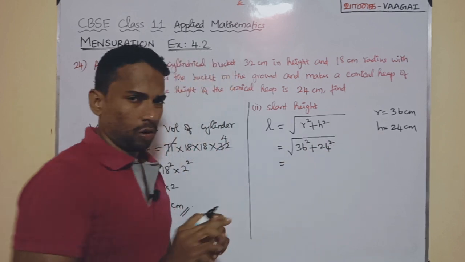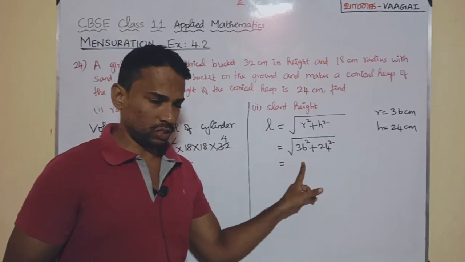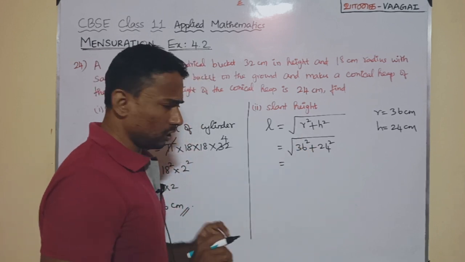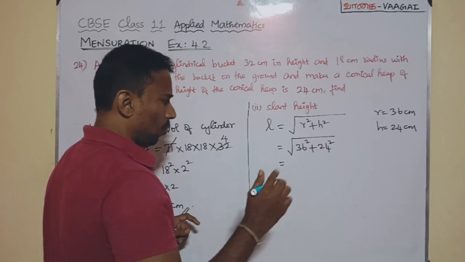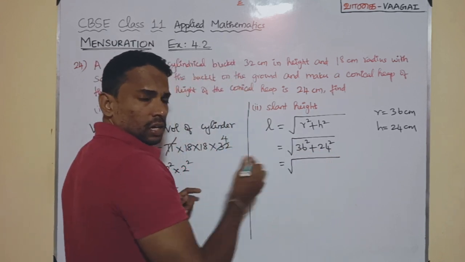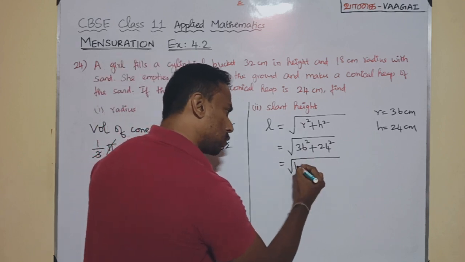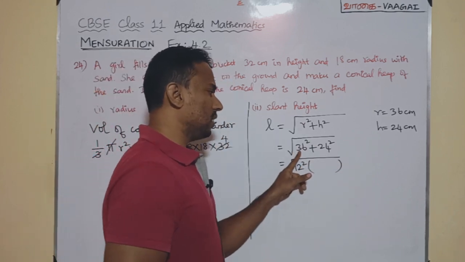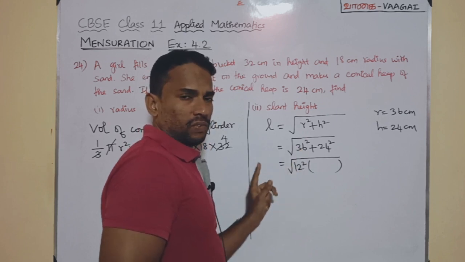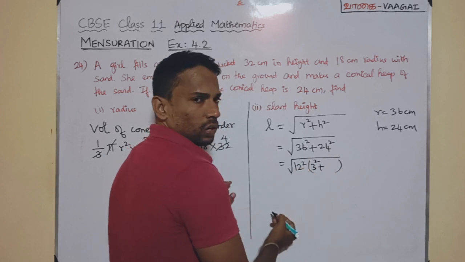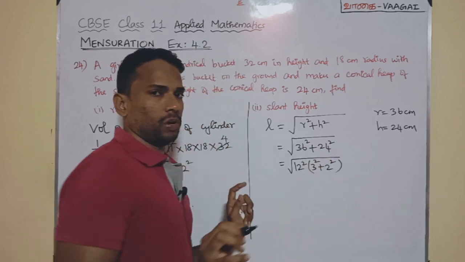Now please don't complicate. Don't find the value of what is 36 square, 24 square. Nothing needed. We can just do some simple adjustments here. What we can do is square root of, just see here, both these numbers are divisible by 12. So I will take a 12 square as common outside. So inside I will be having what? From 36, if I take a 12, I will have a 3 square inside, plus from 24, if I remove a 12, I will have a 2 square inside. I hope you understand this.